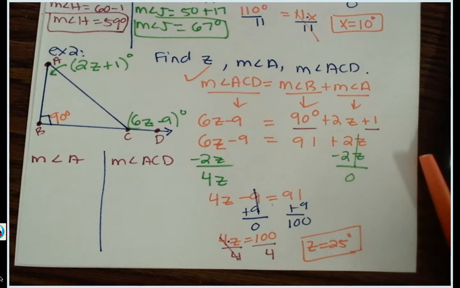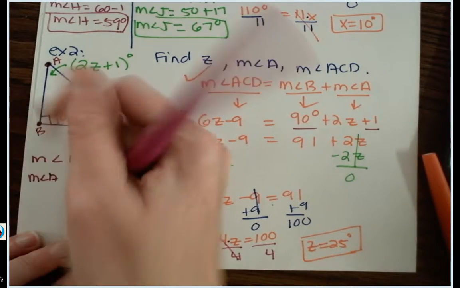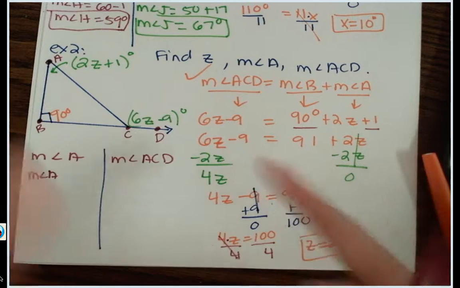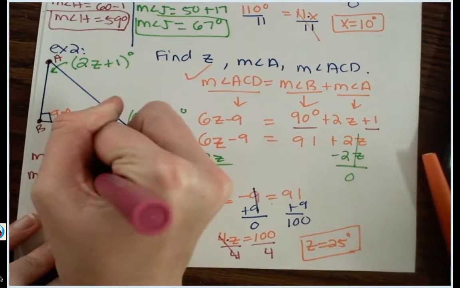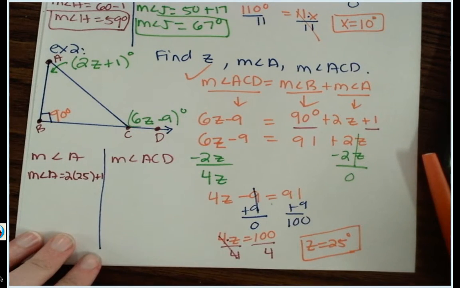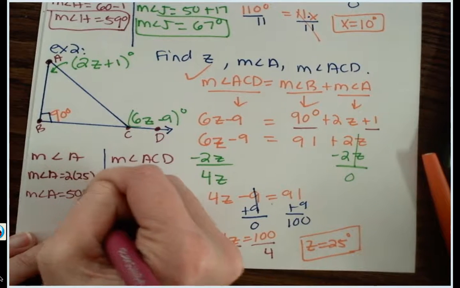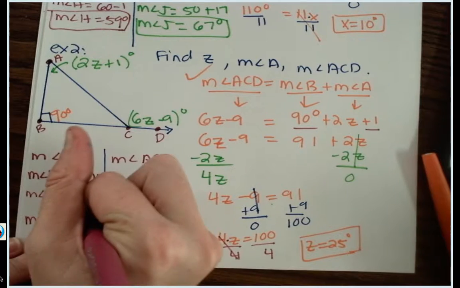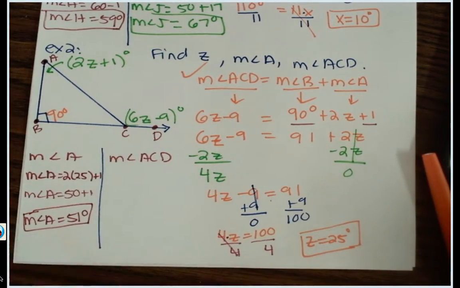So the measure of angle A equals 2Z plus 1. My Z is going to transform into the 25. So it's going to be 2 times 25 plus 1. 2 times 25 is 50. So the measure of angle A is 50 plus 1, which, holy hot dog, you guys, that's 51 degrees. Yay!